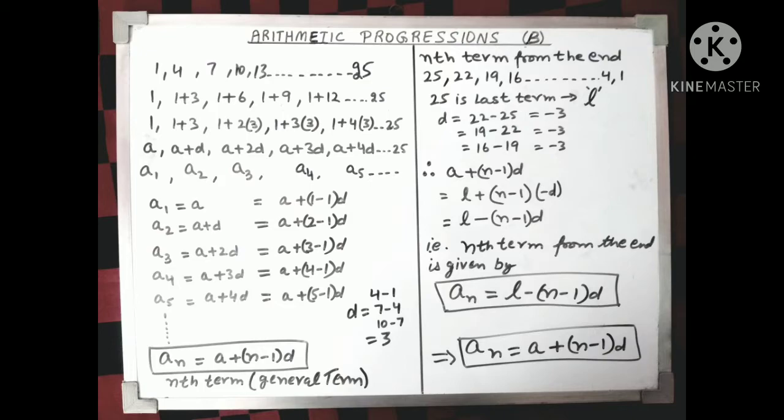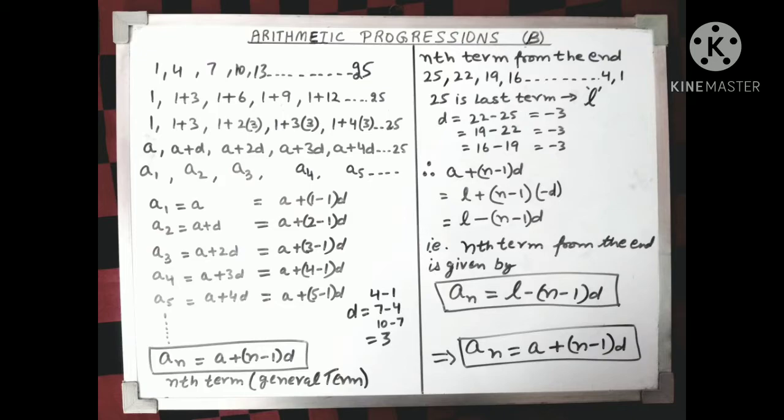A plus 4D is written as A plus 5 minus 1 into D. So I can easily write now an nth term is equal to A plus n minus 1 into D, right? This formula is known as the nth term, the general term of an AP. Got it? So the nth term from the starting or the beginning is given by A nth term is equal to A plus n minus 1 D.